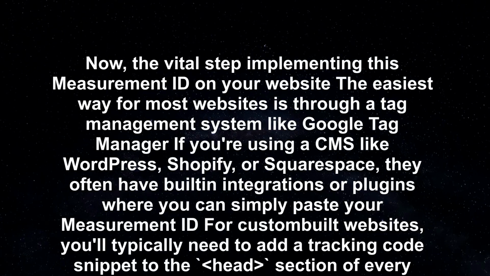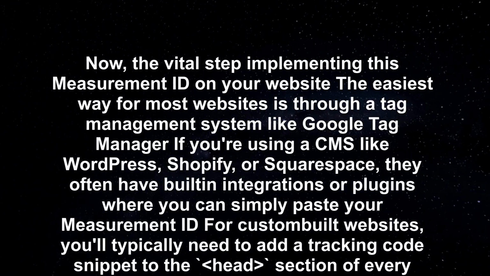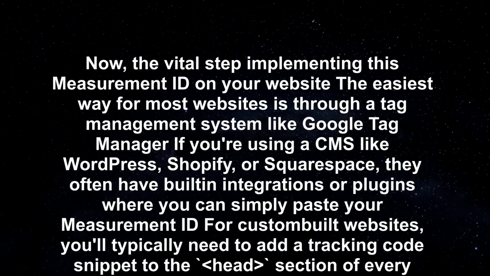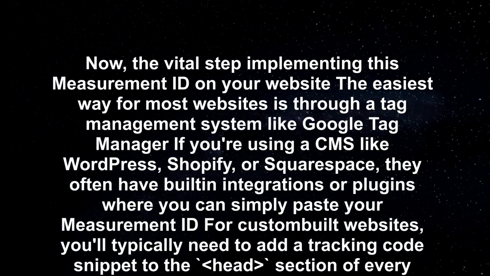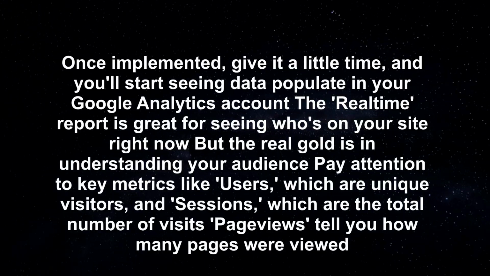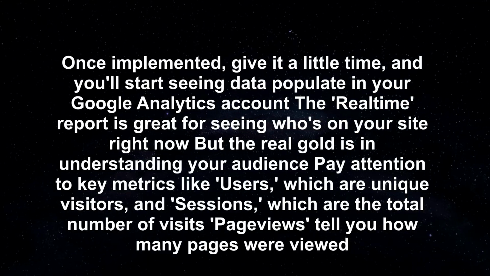For custom-built websites, you'll typically need to add a tracking code snippet to the head section of every page. Your web developer can assist with this, or if you're comfortable, you can find detailed instructions in Google's Help Center. Once implemented, give it a little time, and you'll start seeing data populate in your Google Analytics account.